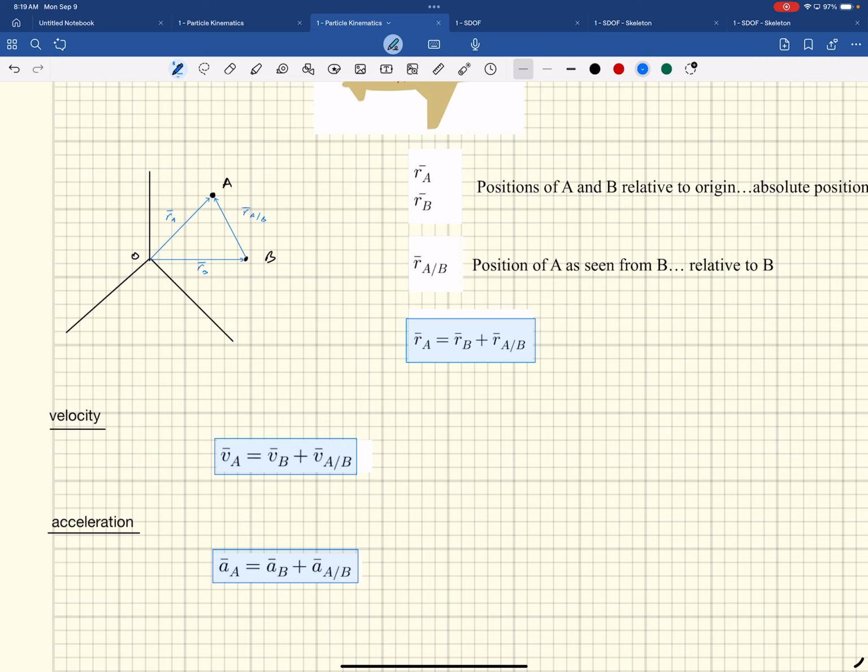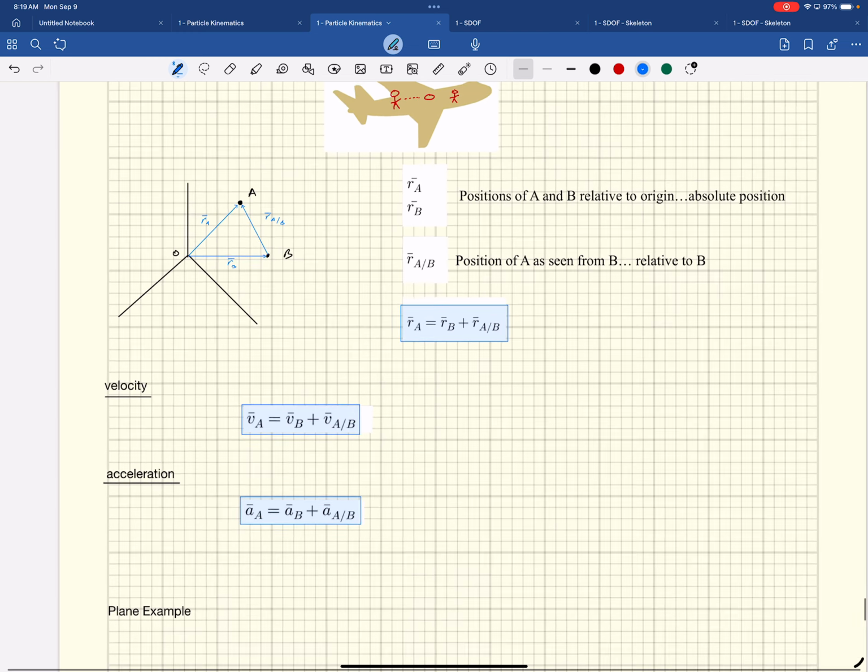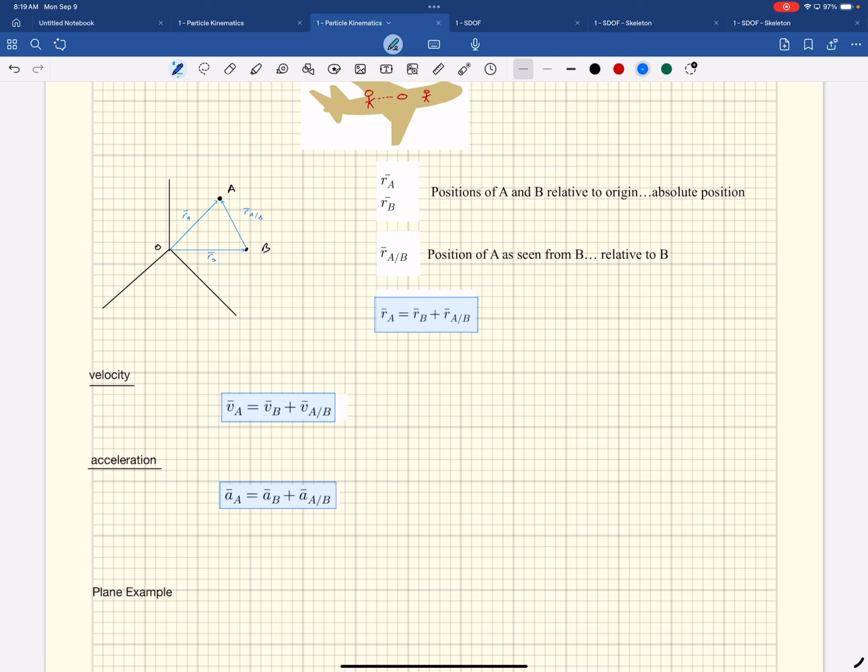Just keep in mind that velocities and accelerations are vectors as well. So it's just vector addition is all we're doing here. It applies to both velocity and acceleration.